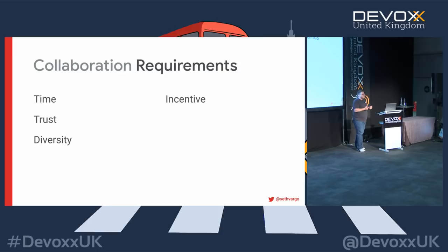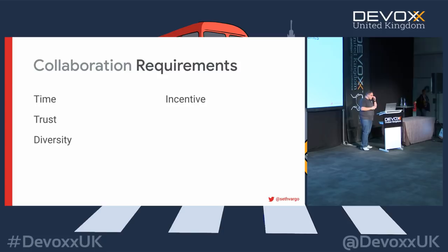We also need diversity to collaborate. As I said before, if you put a bunch of people who all think the same, look the same, act the same, and have the same background in the same room, they're going to come to the same conclusion. That's not collaboration. That's just called scaling. In order to collaborate, you have to have diverse backgrounds.